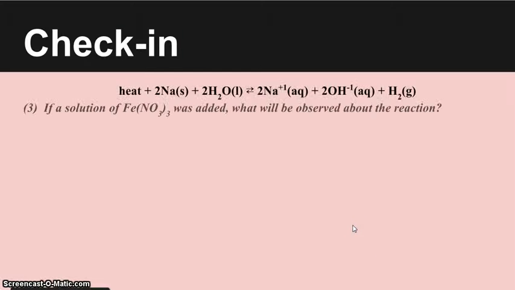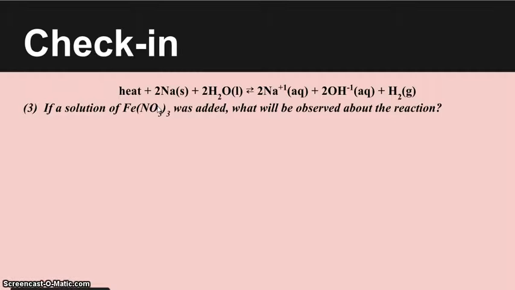So, here we go. Question number 3. If a solution of iron 3 nitrate was added to the equilibrium, what will be observed about the reaction? So hopefully you identified that iron 3 nitrate is an ionic substance, right? A metal and a nonmetal. So the iron 3 nitrate will dissociate in solution into Fe plus 3s and NO3 minuses.